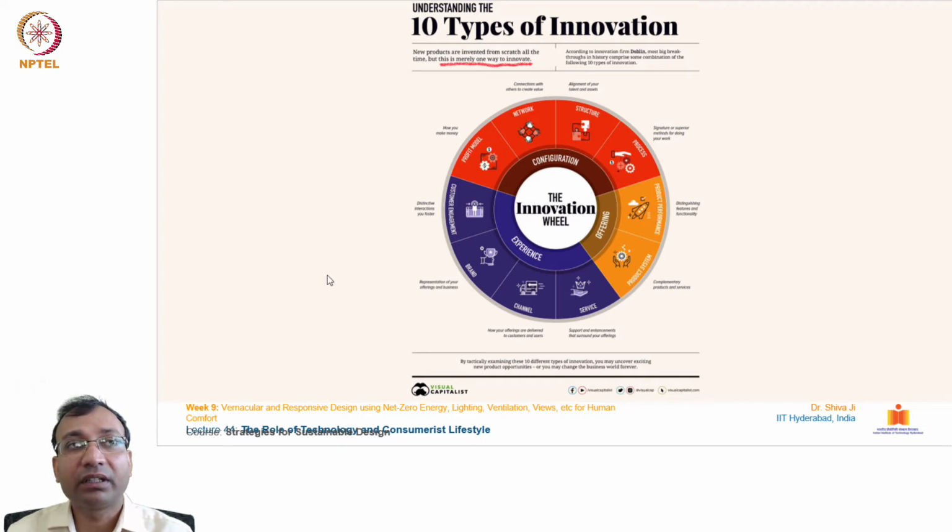So in this table, if you see, the elaboration over here is about understanding the 10 types of innovation. Those are divided into three major components: configuration based, offering based, and experience based. What is in configuration based? If you see, profit model, networking, structure, process. In offering, this is product performance and product system, and in the experience aspect, it's about customer engagement, brand, channel, service.